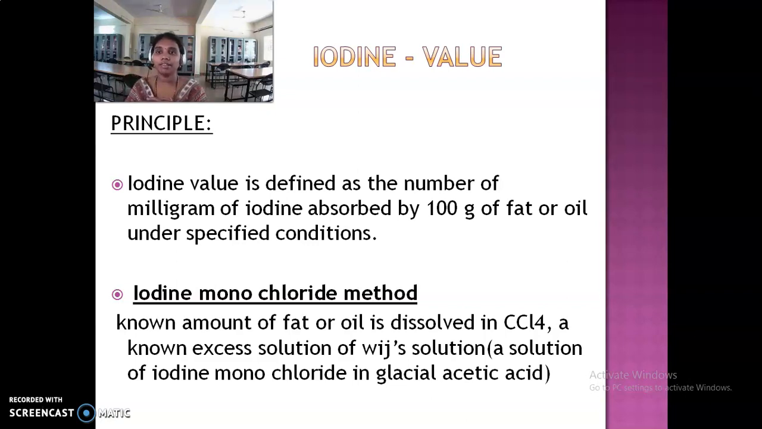The method used here is the iodine monochloride method. So what is this method? You will take the sample, meaning fat or oil, dissolve it in carbon tetrachloride, and then add excess of Wij's solution. What is this Wij's solution? It's nothing but a solution of iodine monochloride in glacial acetic acid. So you are taking the Wij's reagent with the sample dissolved in carbon tetrachloride.